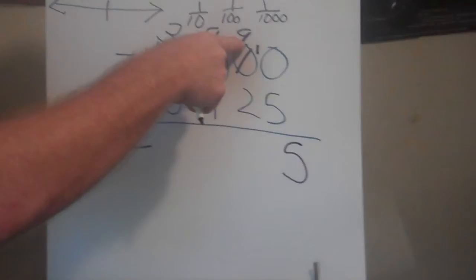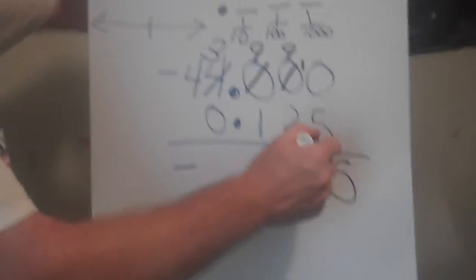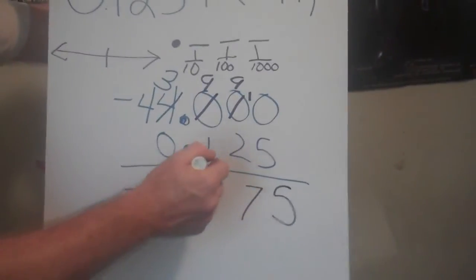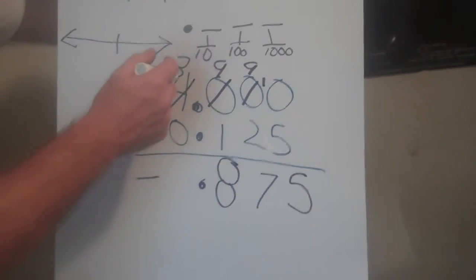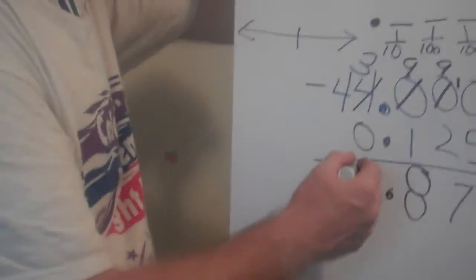Okay, now we take 9 minus 2. Any ugly problem is achievable, takes you closer to your goals and dreams if you do it one problem at a time. 9 minus 1 is 8. Bring down your decimal point. 3 minus 0 is 3. 4 minus 0 is negative 4. And there you have it, ladies and gentlemen.